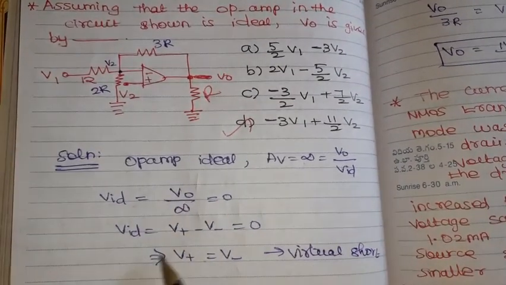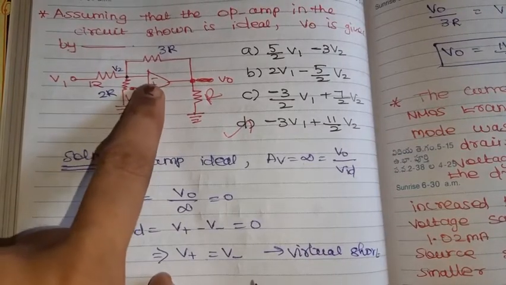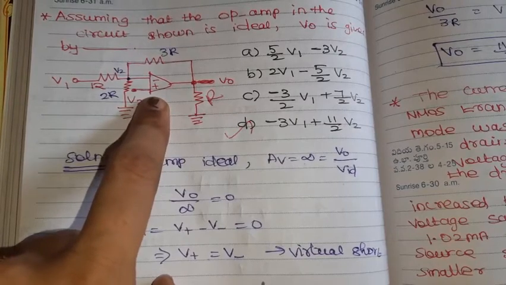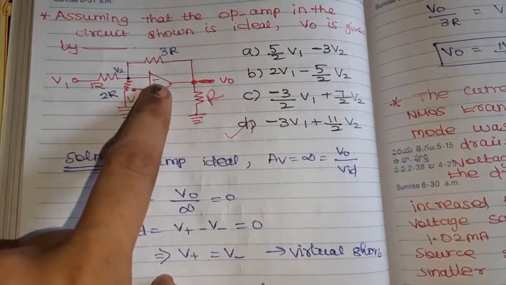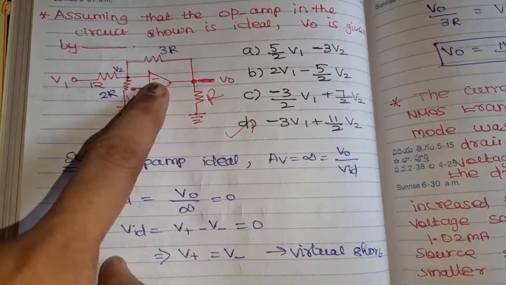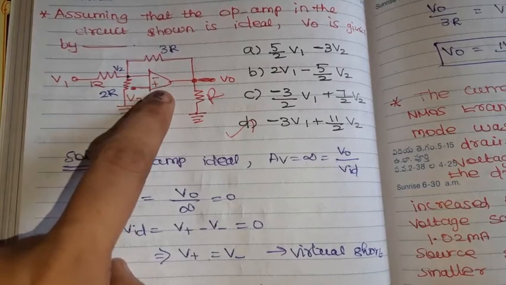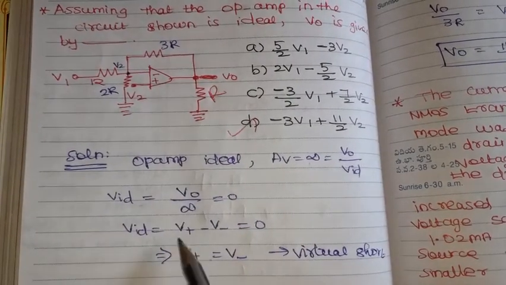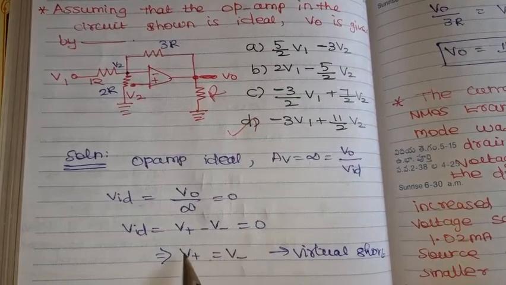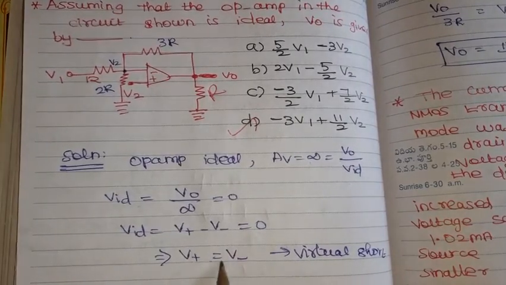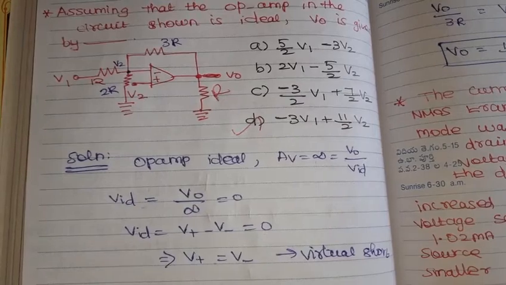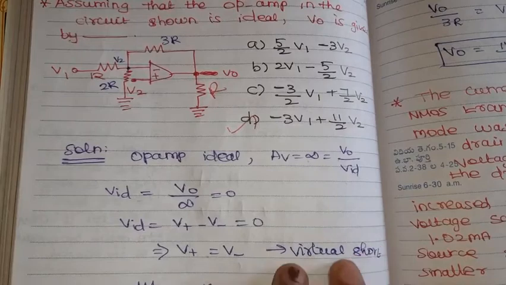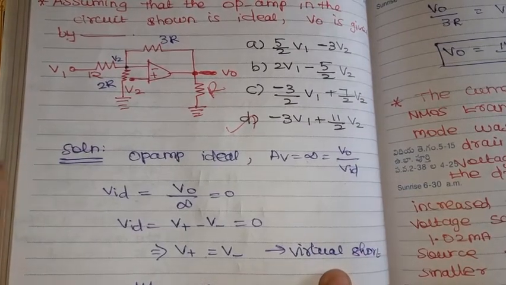What is the differential input here? Two inputs are given: the minus is the inverting terminal and the plus is the non-inverting terminal. The differential input voltage, the difference of the two inputs, is V plus minus V minus, which is equal to 0. Then V plus is equal to V minus. This is known as virtual short. Whenever V plus is equal to V minus, it is called the concept of virtual short.